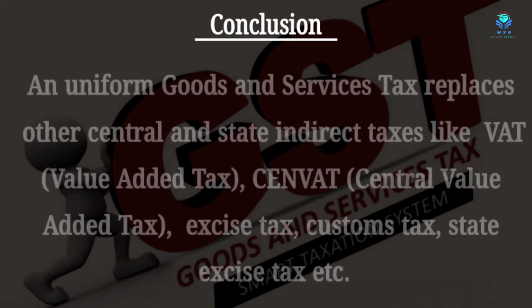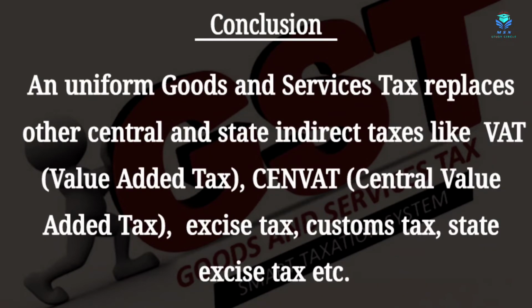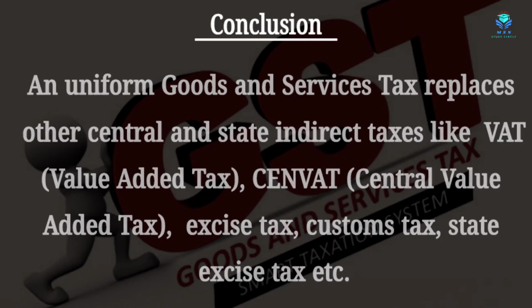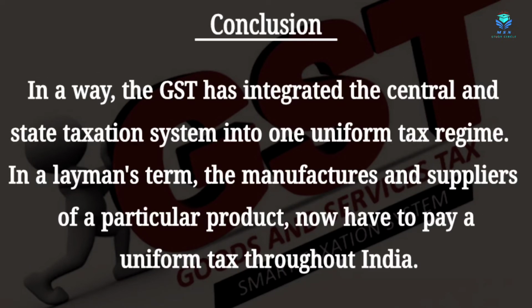Conclusion. A uniform goods and services tax replaces other central and state indirect taxes like VAT, value-added tax, CENVAT, central value-added tax, excise tax, customs tax, state excise tax, etc. In a way, the GST has integrated the central and state taxation system into one uniform tax regime.